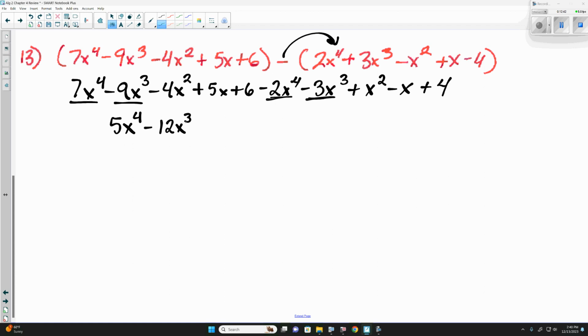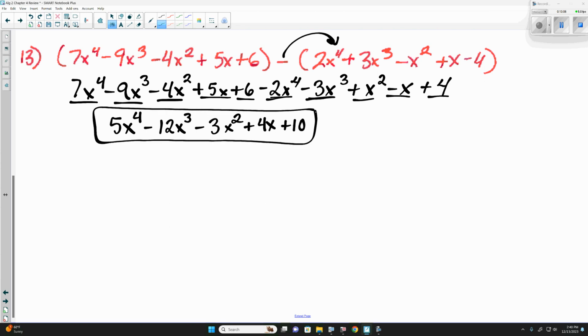Our next one is going to be squared. Negative 4x squared plus x squared is negative 3x squared. 5x minus x is plus 4x. And lastly, 6 plus 4 is plus 10. So really for this here, we just distributed the negative and combined like terms. When adding two polynomial functions, we just combine like terms.